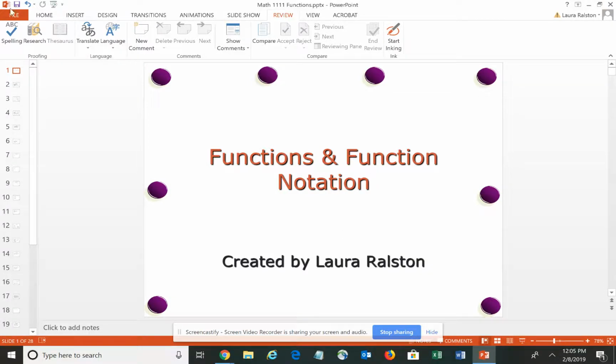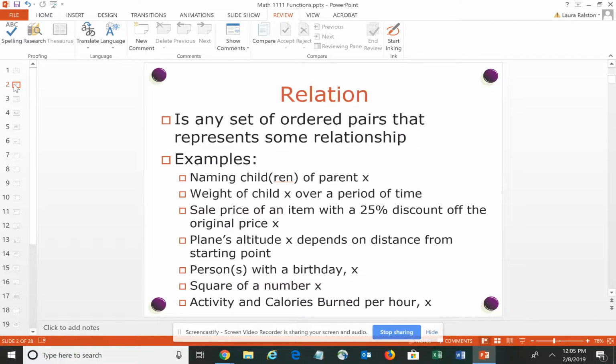In this video, we're going to take a look at functions and function notation. But before we can talk about a function, we need to understand what a relation is. Mathematically, a relation is any set of ordered pairs that represent some relationship. And it doesn't necessarily have to be a mathematical relationship.